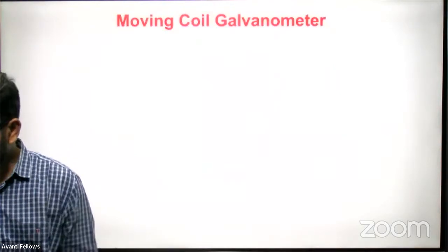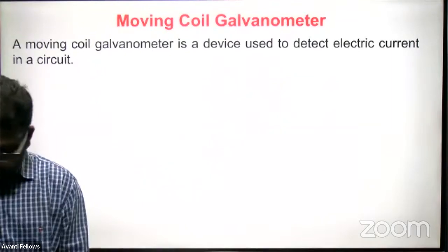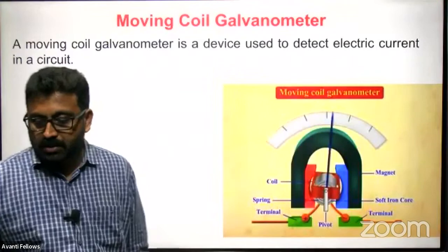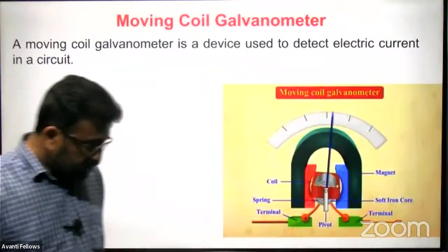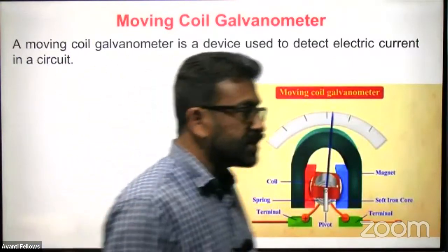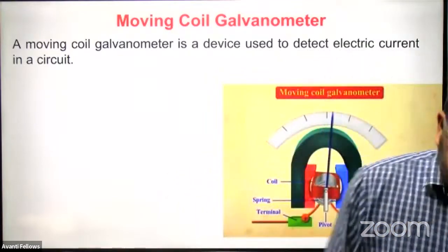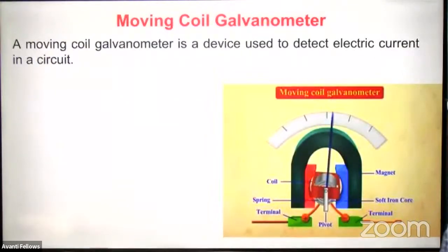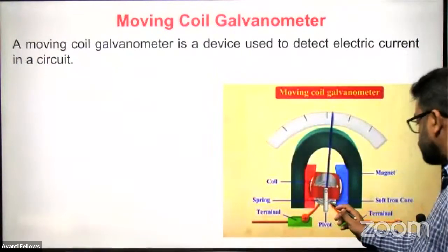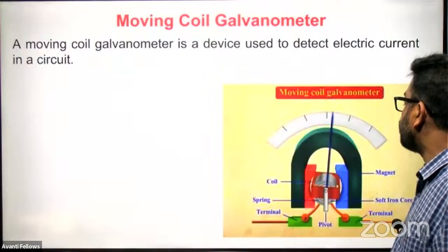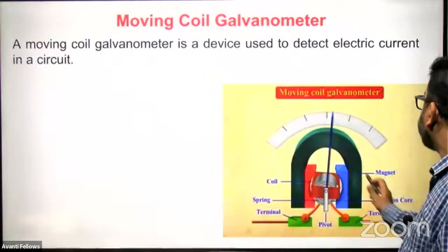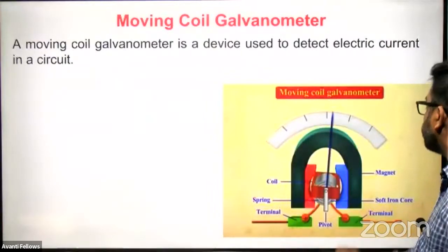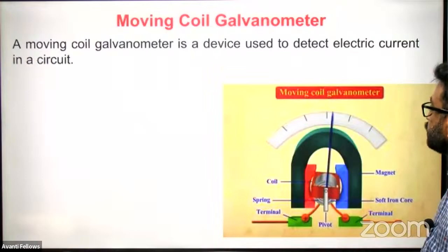Now, next is the moving coil galvanometer. A moving coil galvanometer is a device used to detect feeble electric current in a circuit. It has a coil wound over a soft iron core. A horseshoe magnet is there, the soft iron core is there, it is connected to external terminals, and there is a dial.